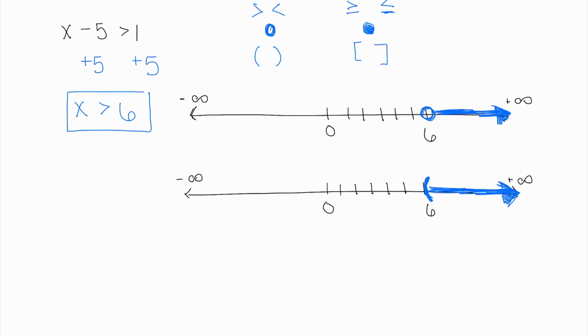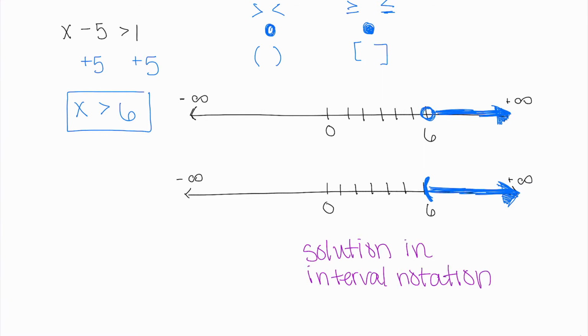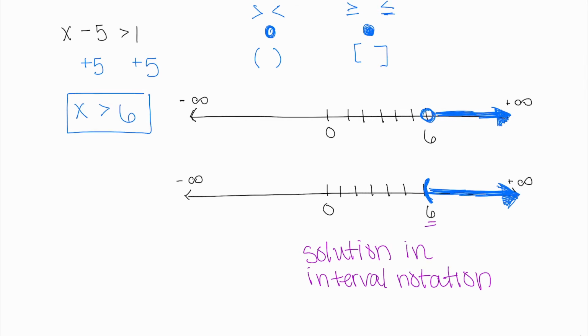If you're writing a solution in interval notation, it helps to graph it using the parenthesis or bracket notation. Interval notation is basically writing all the important parts from the graph, but not actually drawing the graph. So the first thing you write is the leftmost point, which in this case is the 6. And since 6 is not included in our solution, we use a parenthesis.